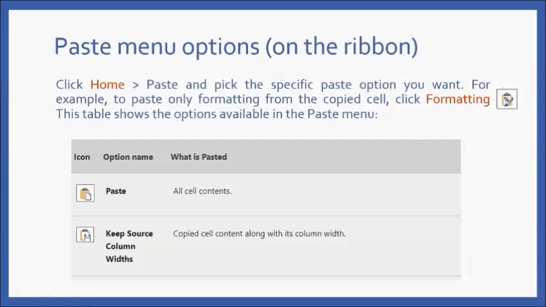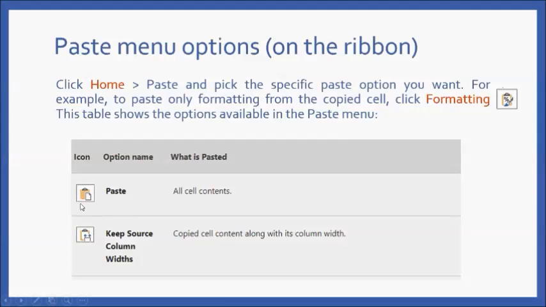So click Home, Paste, and pick the specific paste option you want. For example, to paste only formatting from the copied cell, click Formatting. This is the icon for the formatting. And this table shows the options available in the Paste menu. We have three columns: the icon, the option name, and what is pasted.